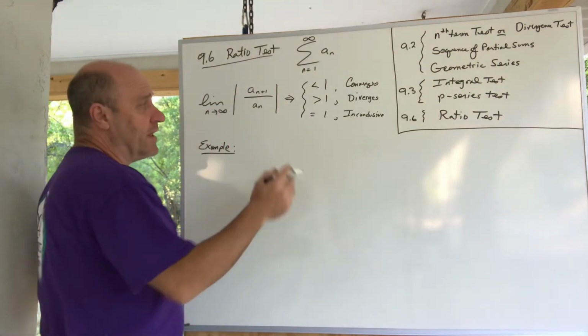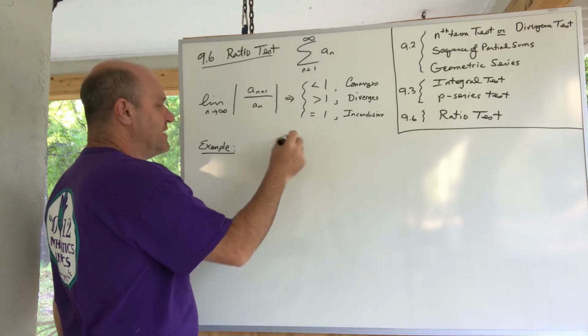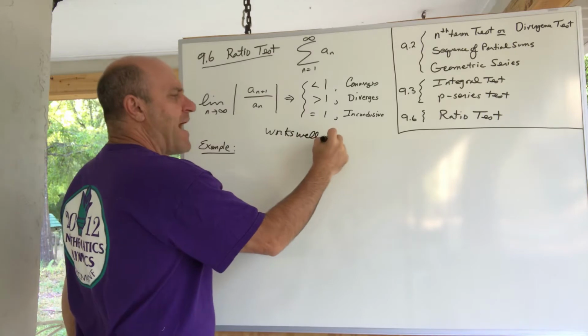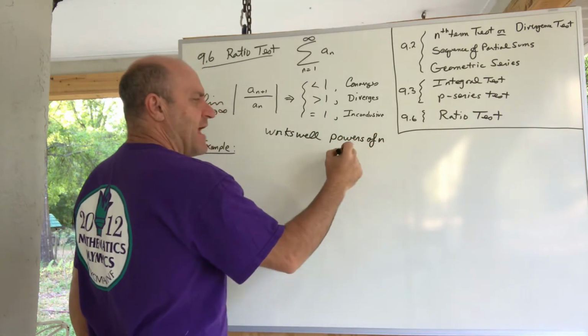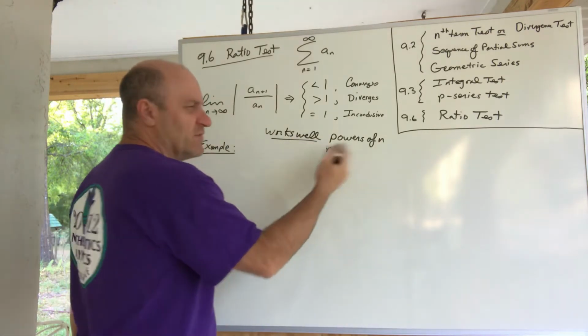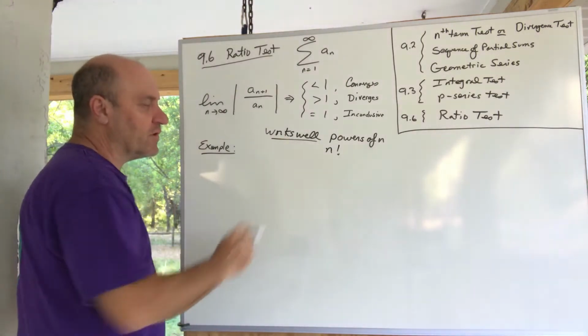It's a pretty good one. But I'm going to say this. It works well for powers of n, and n factorials. So it works well when we see those. It might work well for something else, but it works real well for those.